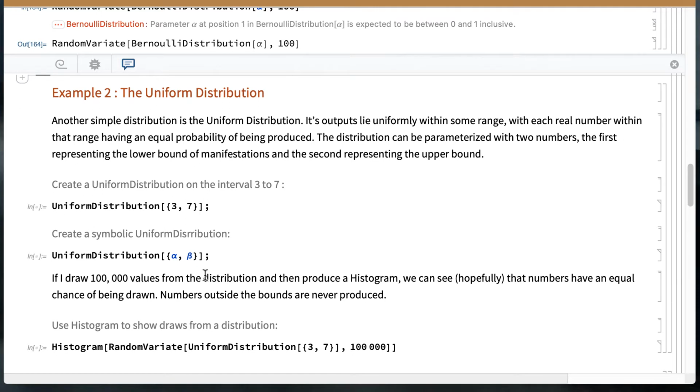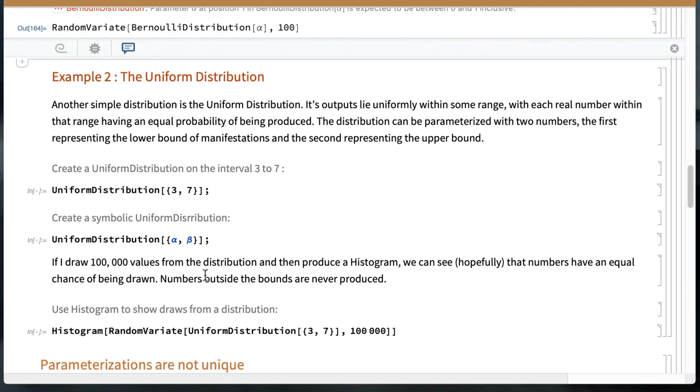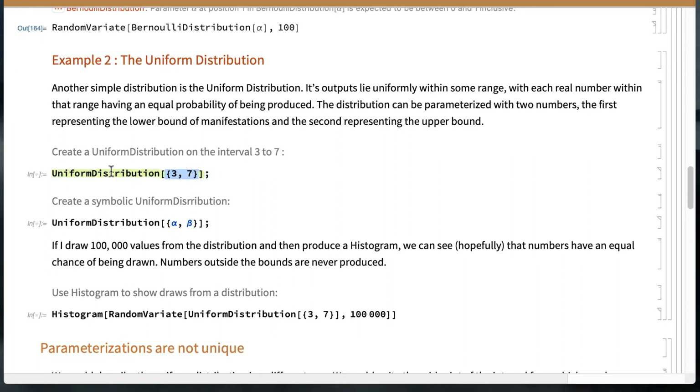Let's try something else. Let's try a uniform distribution. A uniform distribution produces numbers between its bottom parameter and its top parameter, and every number in between has an equal probability of being produced. So we can parameterize it with this pair of numbers. So here 3 to 7, and what this is saying is when you produce something, every number between 3 and 7 should be equally likely to be produced. Again, we can have a symbolic uniform distribution in which we don't specify in advance the parameters.